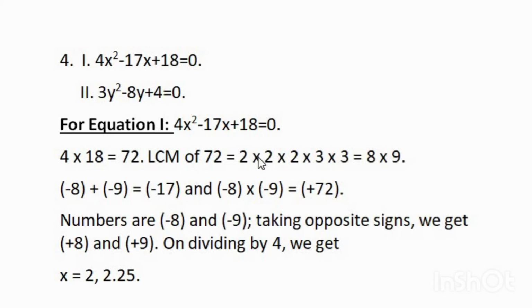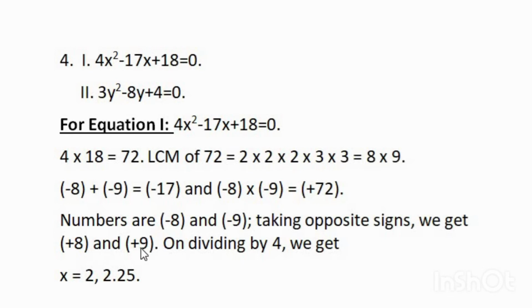LCM of 72 equal to 2 into 2 into 2 into 3 into 3, which can be written as 8 into 9, because we want the middle number minus 17. So how do we get minus 17? Minus 8 plus minus 9, we will get minus 17, and minus 8 into minus 9, we will get this number, that is plus 72. So the numbers are minus 8 and minus 9. Taking opposite signs of those numbers, we get plus 8 and plus 9.